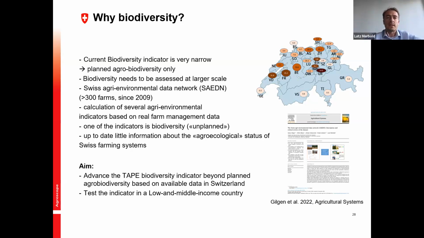And of course, we also wanted to try TAPE in Switzerland, to see whether that actually works, because it was originally developed for low and middle income countries. So the idea of this whole study was, can we advance the current TAPE biodiversity indicator based on the knowledge we have here? Can we then also apply that in a low and middle income country in the global south somewhere? And if you want to hear more about our existing data network, you can read the publication.